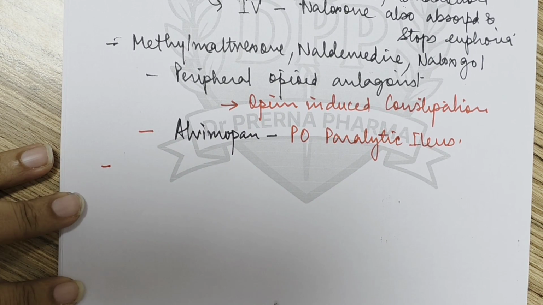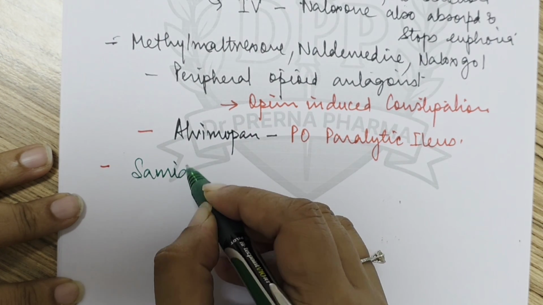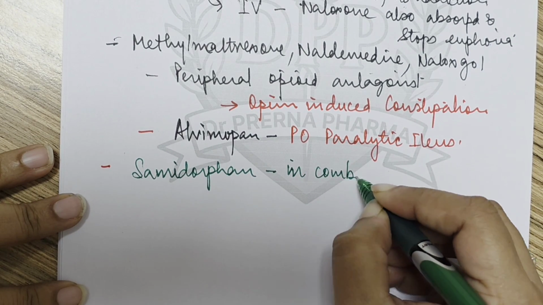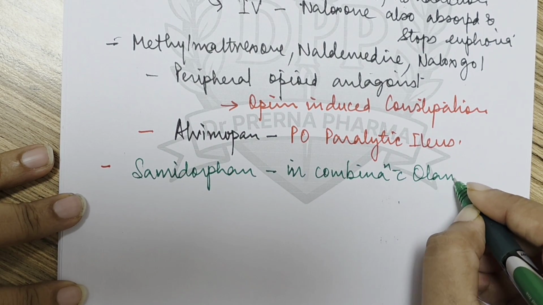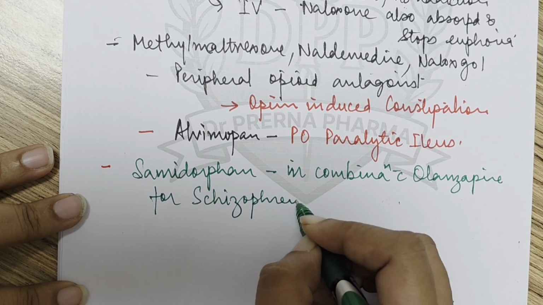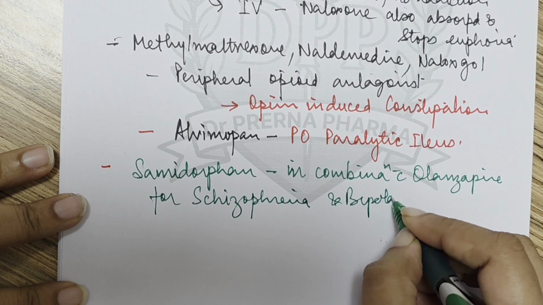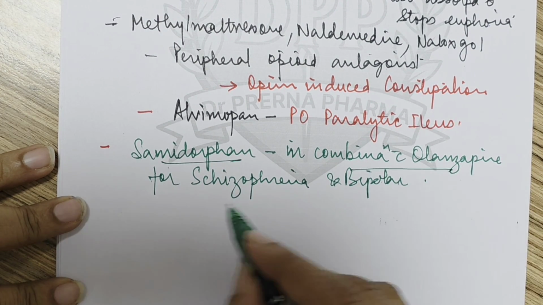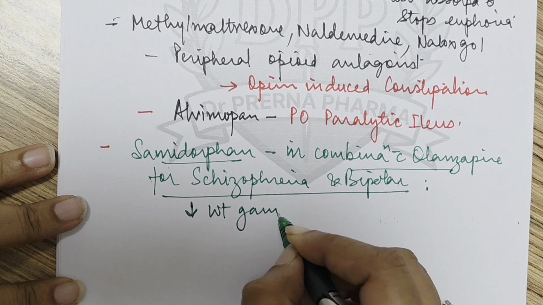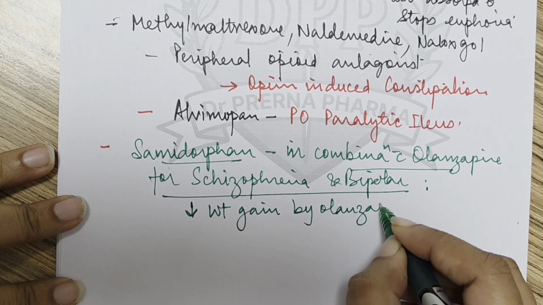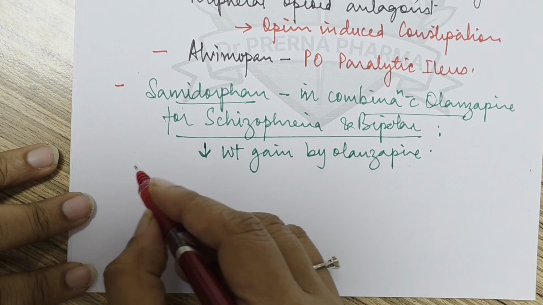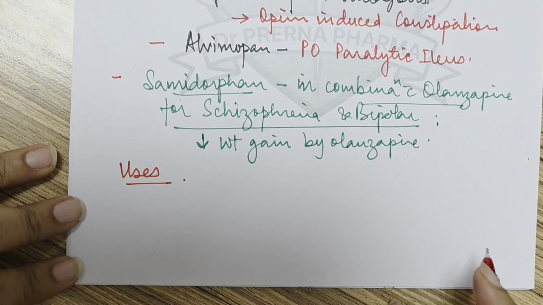Then another drug, I think we have done it earlier also, samidorphan. This is given in combination with olanzapine for schizophrenia and bipolar. So this samidorphan is combined with olanzapine, and here it reduces the weight gain caused by olanzapine. Okay. Then let us see about the uses of opioids.